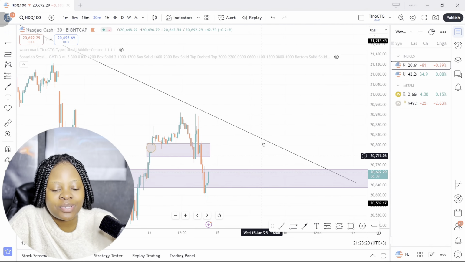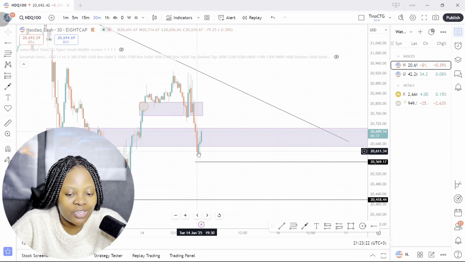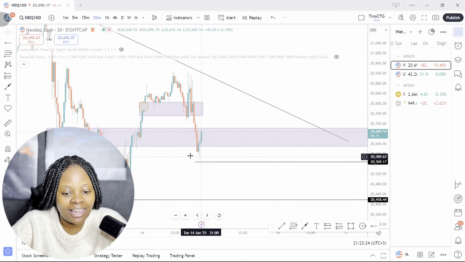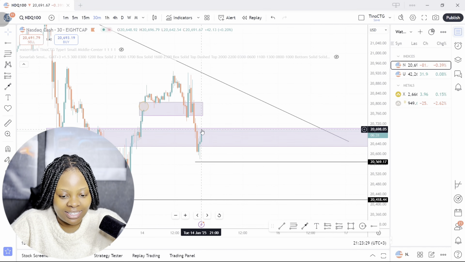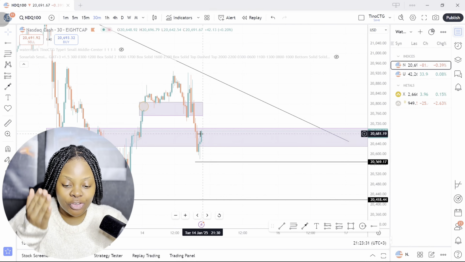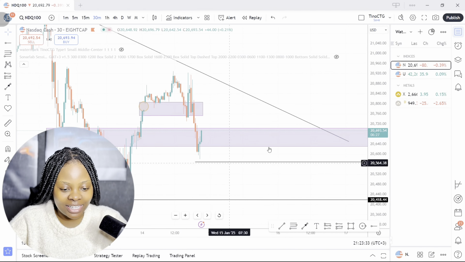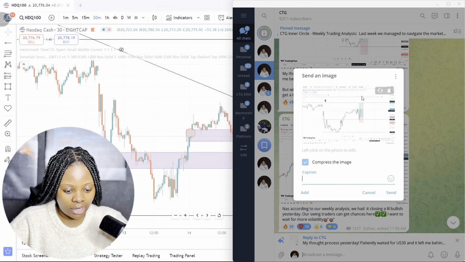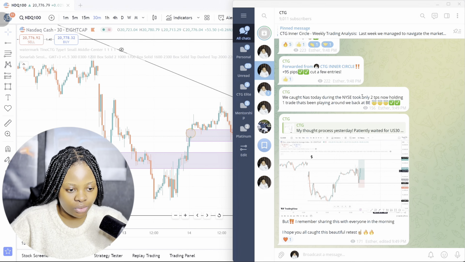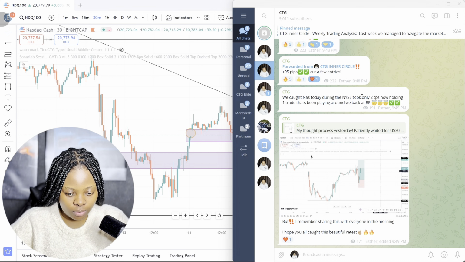All right, beautiful traders, we are back. As you can see, this was our stop loss on the NASDAQ, but right now we see the last 1 hour or 2 hours ago, the NASDAQ has been playing around. It almost hit our stop loss, right? But then let me just update the free group on the setup. I remember sharing it with everyone, and I hope everyone has caught this beautiful trade. 1 or 2 people would have caught this.